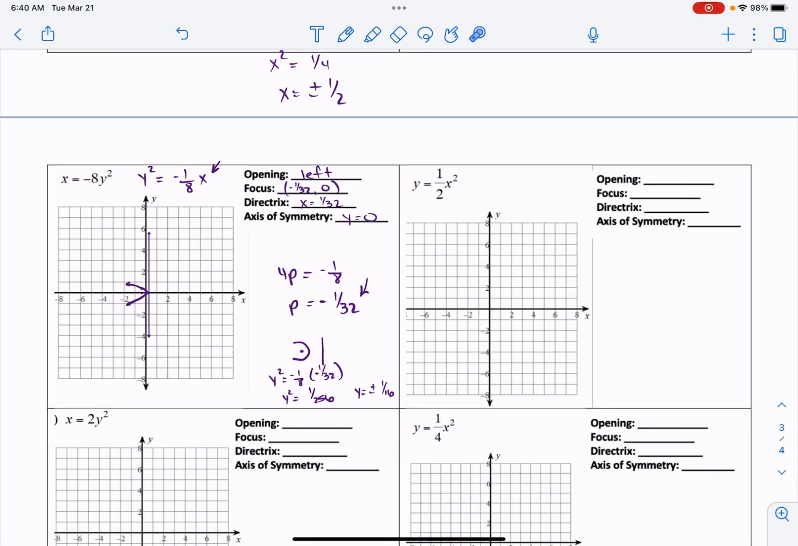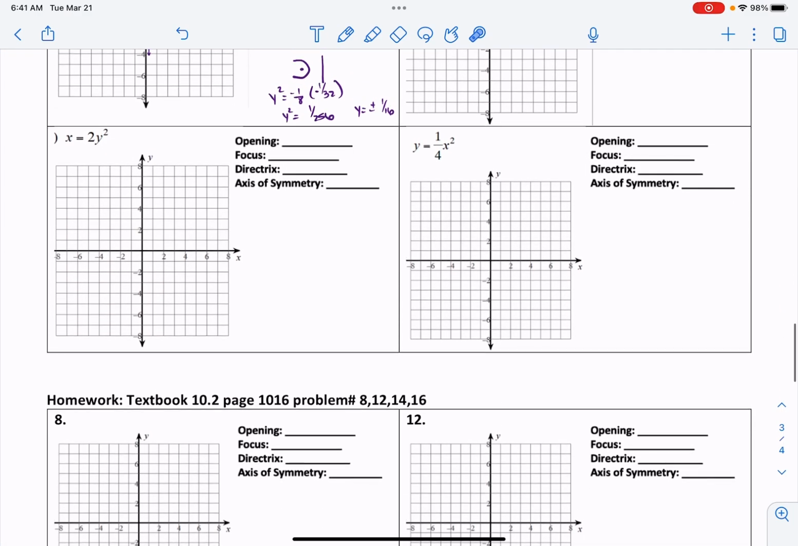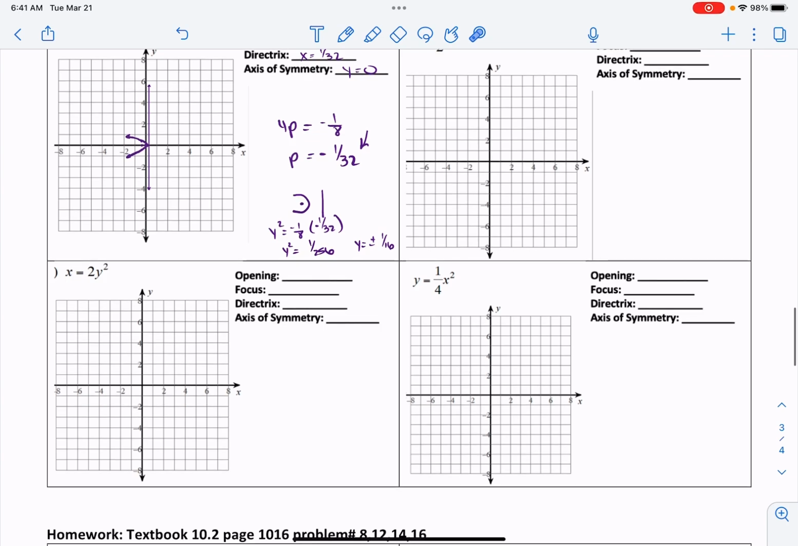So I do want you to try the other ones, and then you are going to go ahead and do the textbook problem.